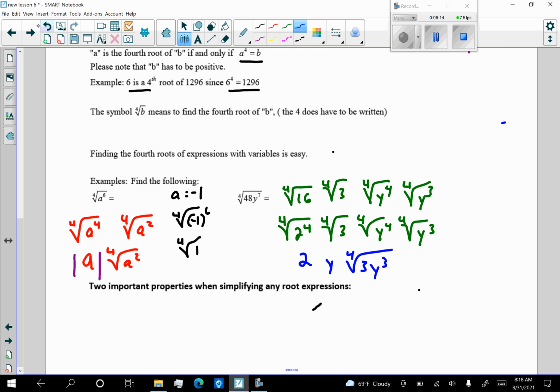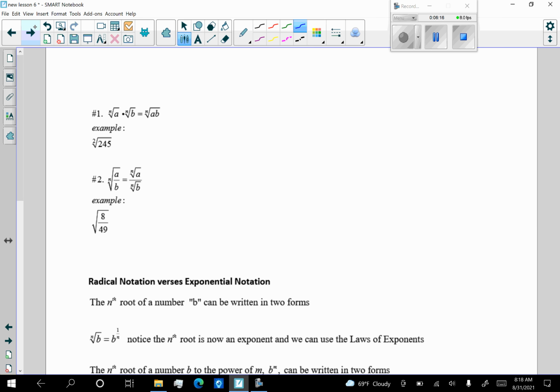And if I go directly to the next page, I'm back to these two properties that I have been using. I'm going to go through these two examples, and then I'm going to jump to the end of the notes to stay on track with what we're doing today. So I have the square root of 245. We're going to use this as just a demo of the property that we used yesterday and that we will use whenever we simplify square roots or cube roots or anything.